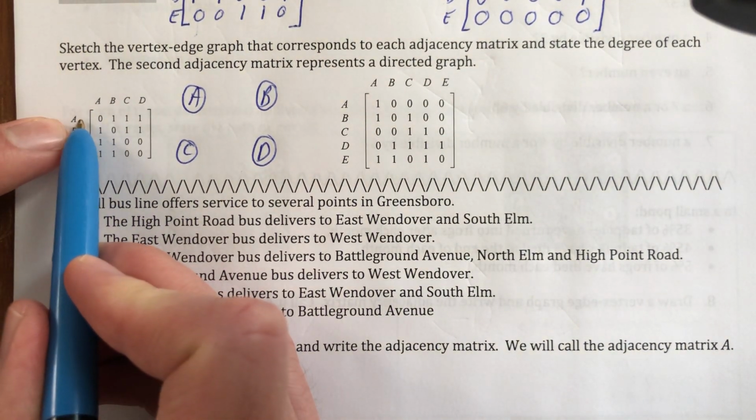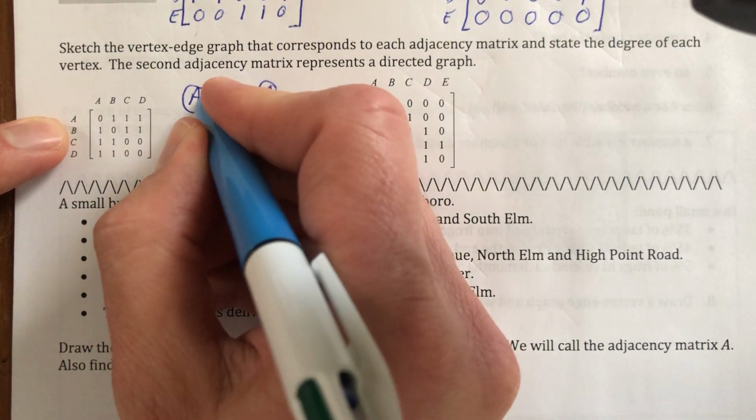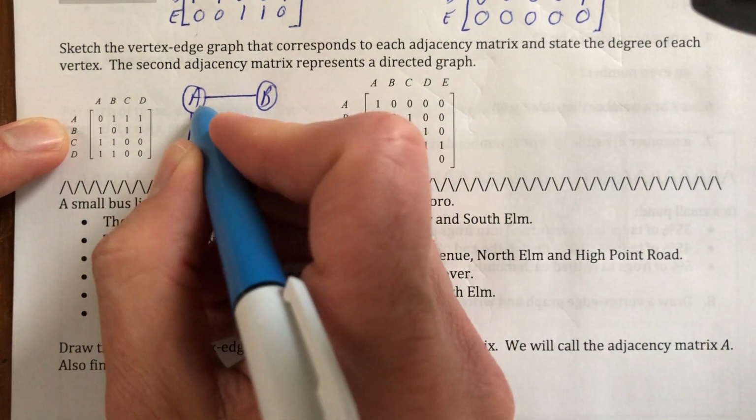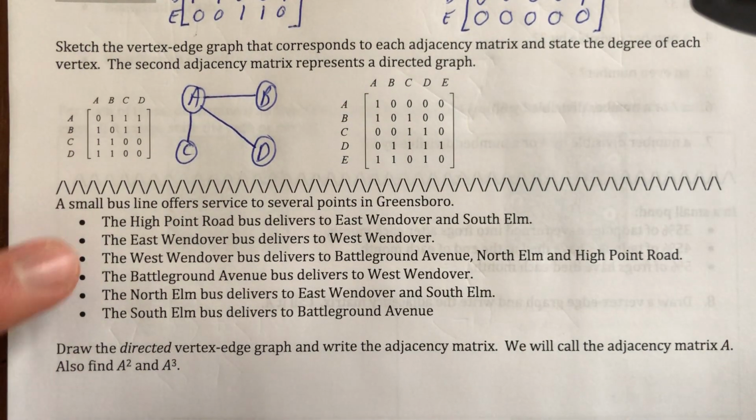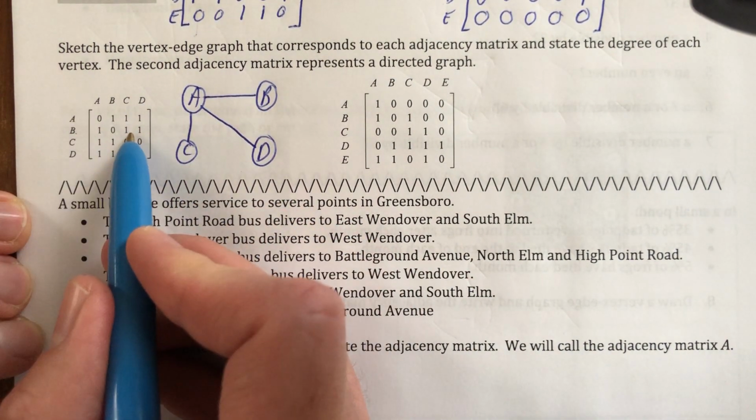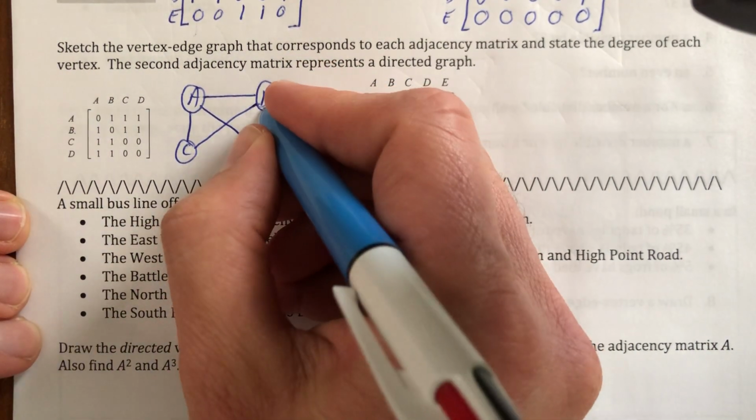From A, I cannot go to A. From A, I can go to B. From A, I can go to C. From A, I can go to D. All right, there we go. We got that taken care of. Let's keep going. From B, I can go to A. That's done. From B, I can go to C. From B, I can go to D.